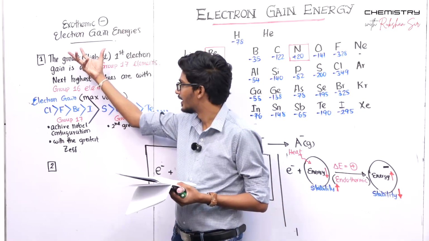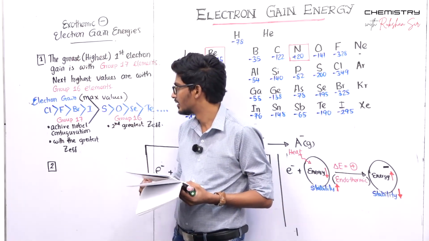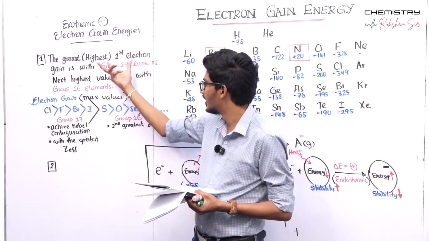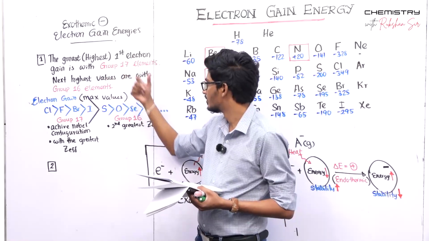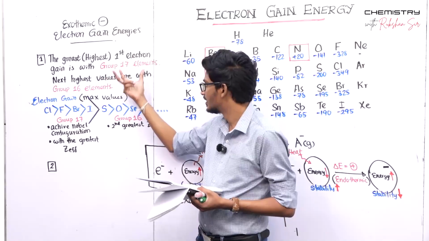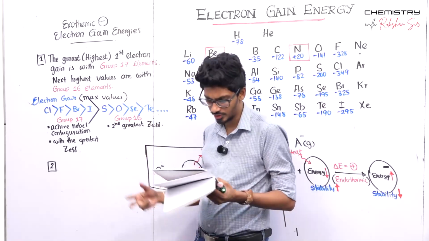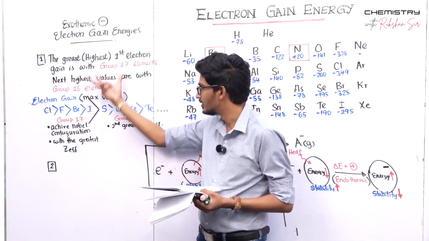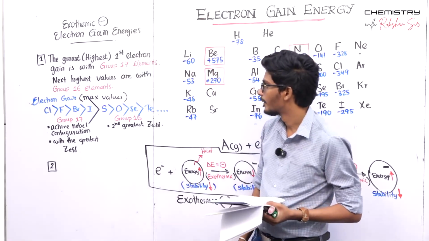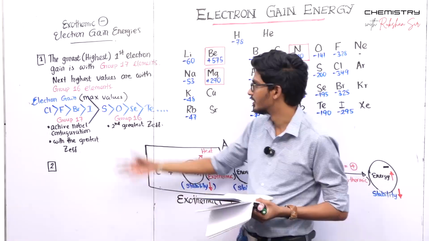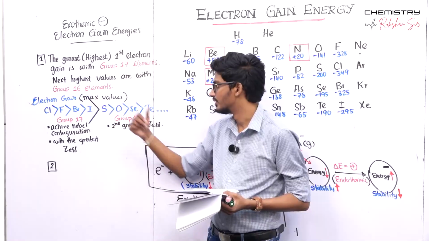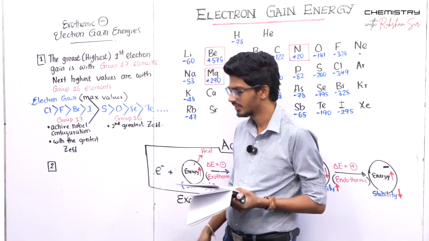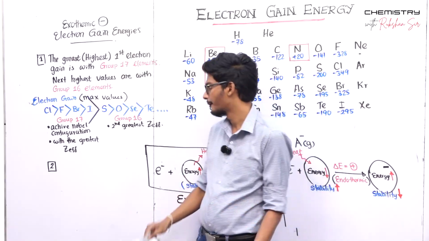Under that space, you can write it like this: the greatest or the highest first electron gains are with group 17 elements. The next highest values are with group 16. For that space, you can write this. The greatest or the highest first electron gain is with this. It is the first thing you should know right now.